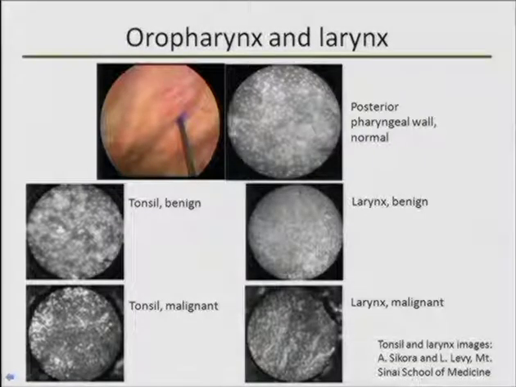So I've talked a lot about the oral cavity, but there are other sites that we measure as well. Here are some images taken with the high-resolution device of the oropharynx and the larynx. Here's the posterior pharyngeal wall, benign and malignant tonsillar tissue, benign and malignant larynx. These images are courtesy of our collaborators at Mount Sinai School of Medicine.